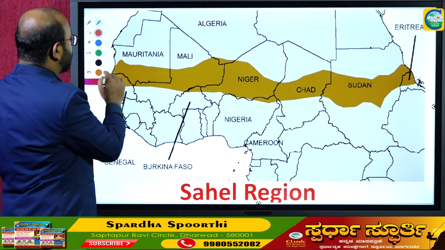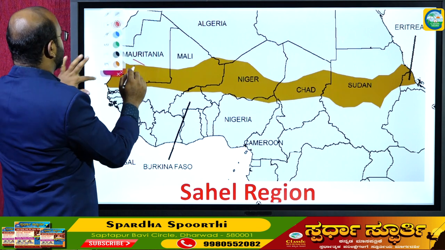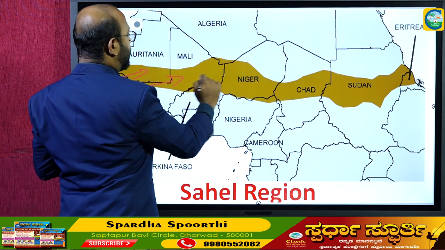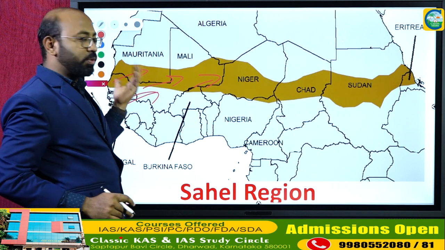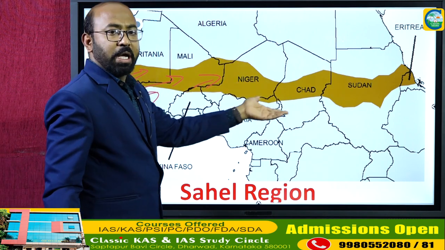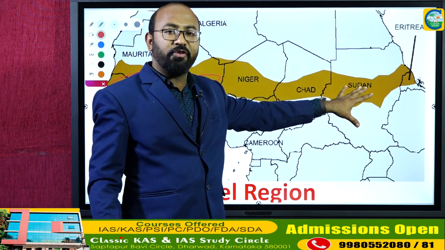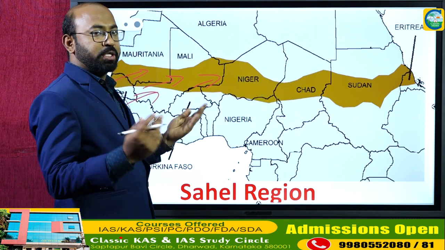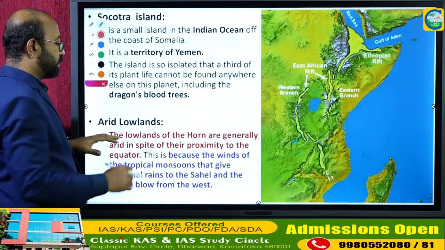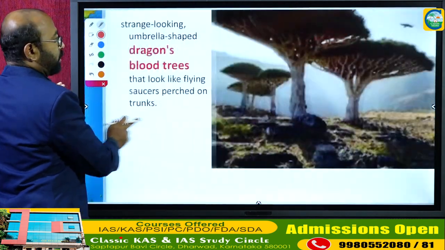See, the monsoons here will enter in this direction. The monsoons are entering here. The monsoon winds will drop all the moisture in Mauritania, Mali, Niger, Chad, or the Sudan. But by the time they reach the Horn of Africa, the moisture will be lost and there will be very dry winds. Because of that, this area experiences droughts and aridity during most of the time of the year.